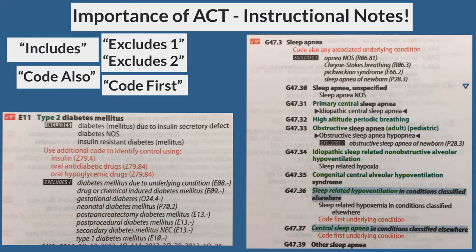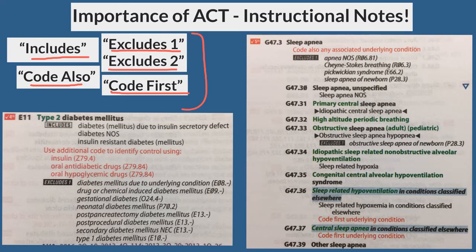Let's think about some other helpful hints regarding that ACT rule. Thinking back again to those coding guidelines and conventions, remember terms such as includes, excludes 1, which means not coded here, excludes 2, not included here, code also and code first. Remember that all of those conventions and guidelines, again, this is just a sampling, are always with you for reference in the front of your code book. So just make sure you remember that they're there for your reference.